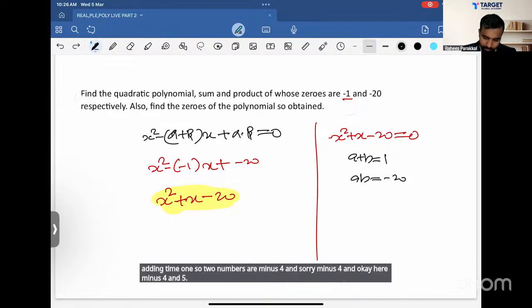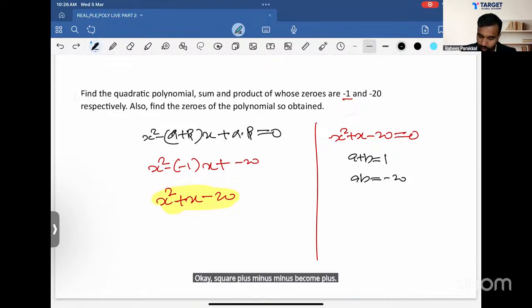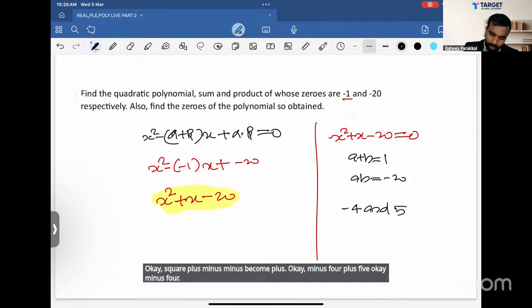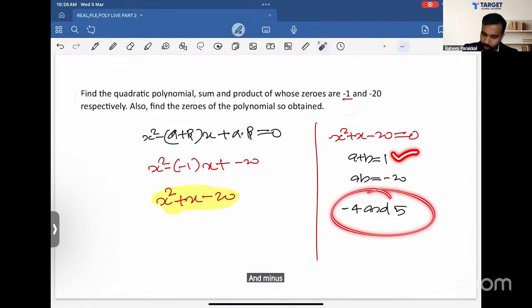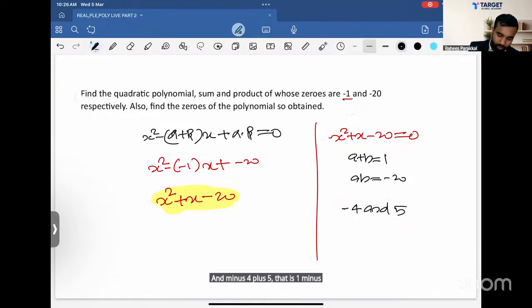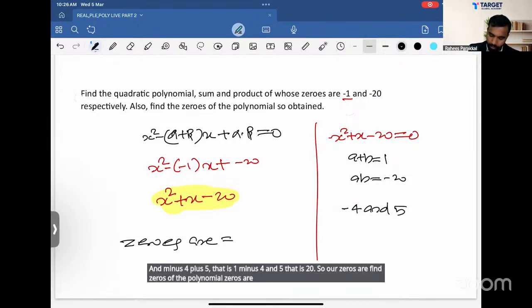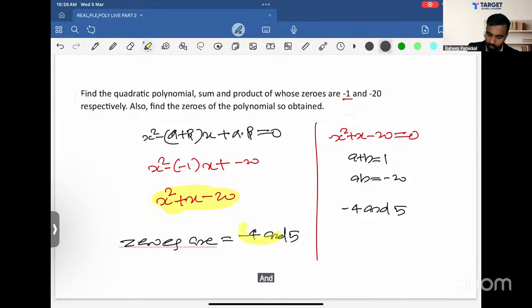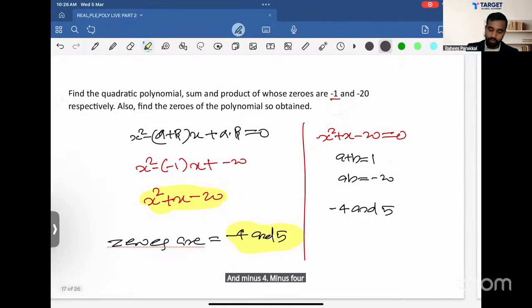Okay, x square plus minus become plus. Minus 4 plus 5, that is 1, minus 4 into 5, that is 20. So zeros are, find zeros of the polynomial. Zeros are minus 4 and 5. So that is the correct answer.